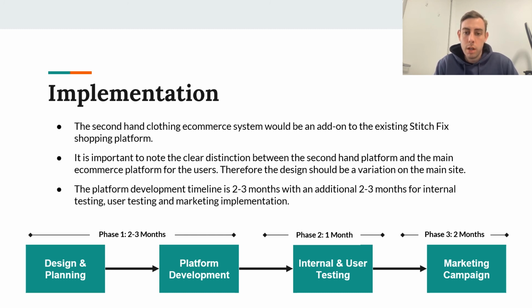The development timeline is approximately 5 to 6 months. The first 2 to 3 months would be phase 1, design and planning, which is the user experience testing, planning, wireframes, and market research. The second would be the development of the platform, the e-commerce platform itself. And once that's done, they'll go through phase 2, which is approximately 1 month, and that will be internal testing, user testing in the marketplace. And then once that's done, it's ready to launch, and phase 3 will be the marketing campaign.